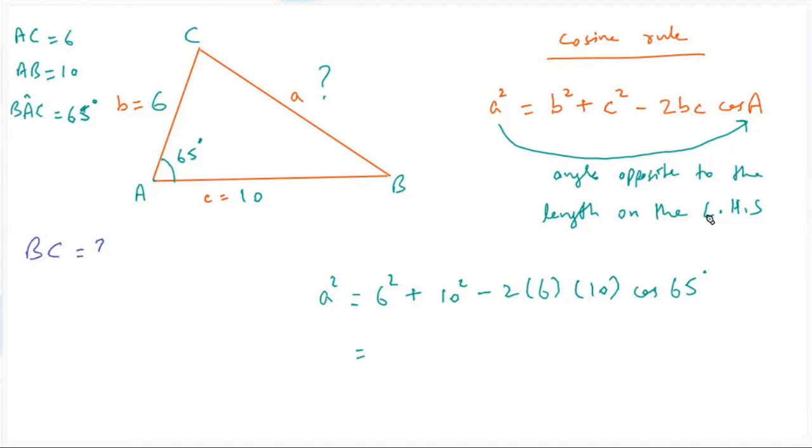Okay, now we will evaluate this, and the result will come here. So you get 36 plus 100 minus 120 into cos of 65 degrees. You can see whatever that evaluates to. That will be your length BC, or the length of BC will come.